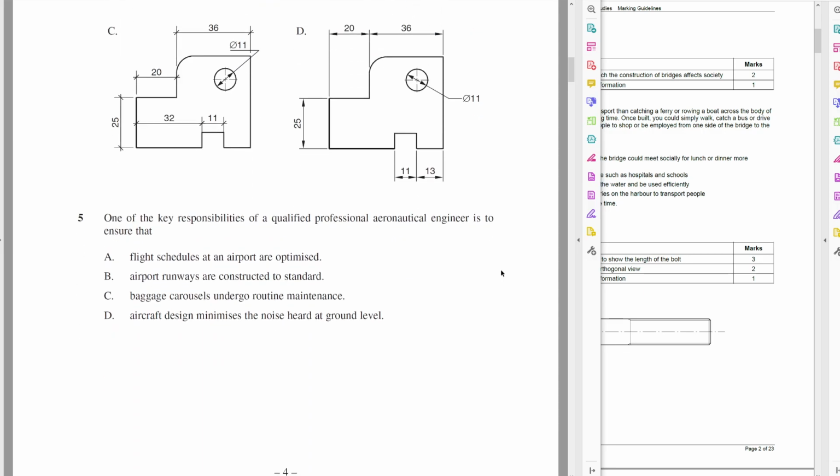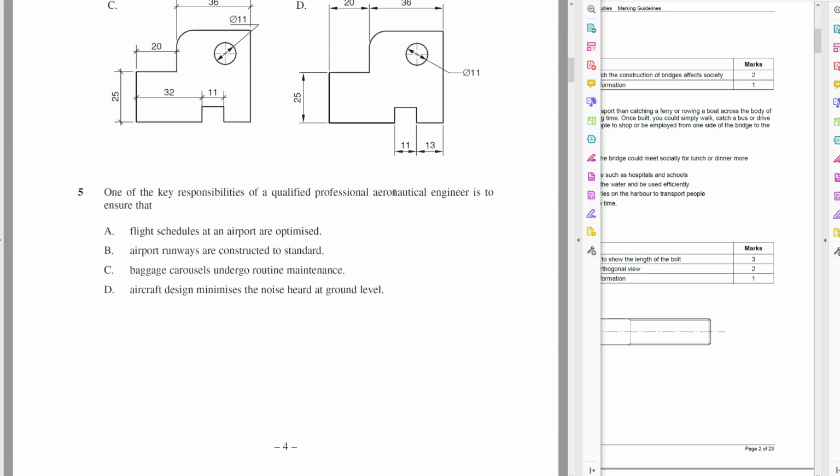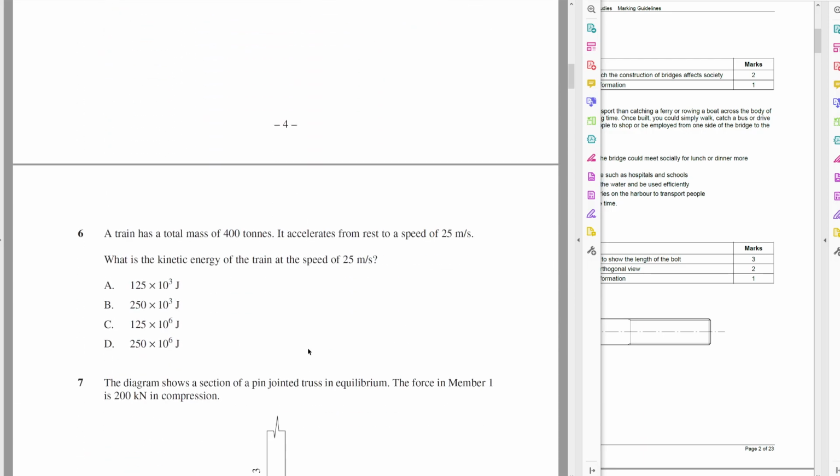Okay, question 5. Which one is the job of aeronautical engineers? Now, when we talked about aviation, we talked about disciplines that are allied, and we talked about how the runways are built by civil engineers. We didn't talk about carousels being done by, say, mechanical engineers. A friend of mine is a mechanical engineer, and that's what he does. But the only answer that relates to aeronautical engineers would be the noise heard at ground level.